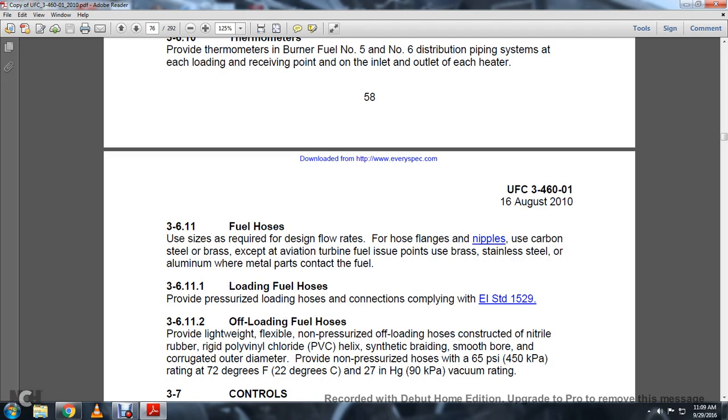3611 Fuel hoses. Provide hoses of the sizes required for the design flow rates. Use carbon steel or brass for the flanges and nipples, except for aviation turbine fuel points, using brass, stainless steel, or aluminum where metal parts contact the fuel.